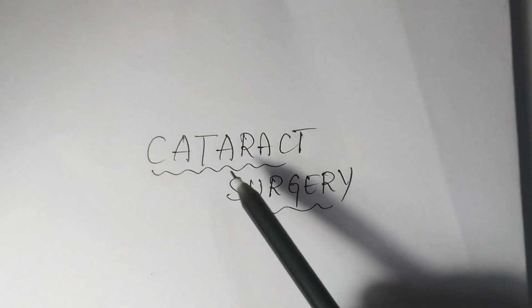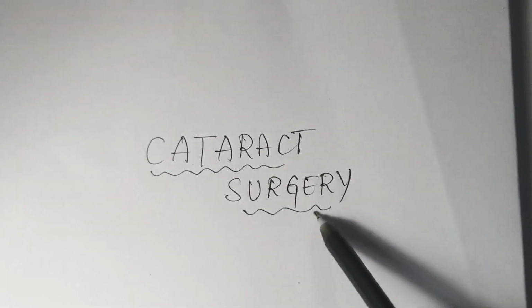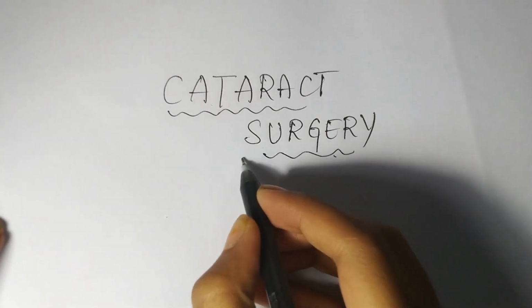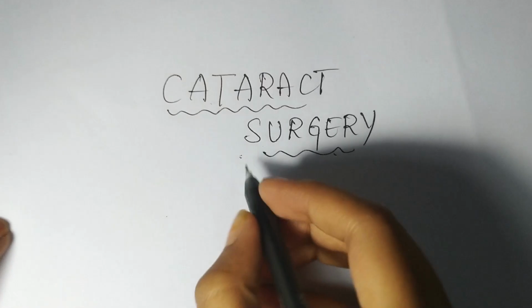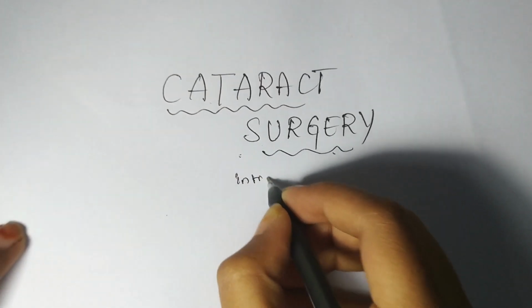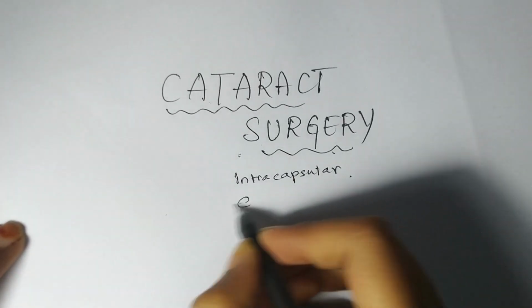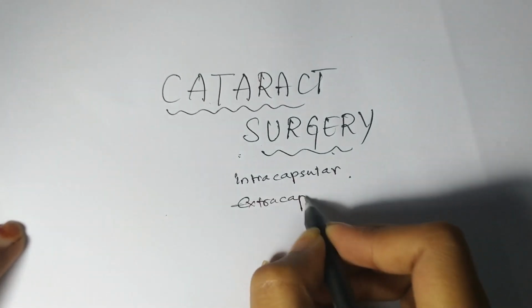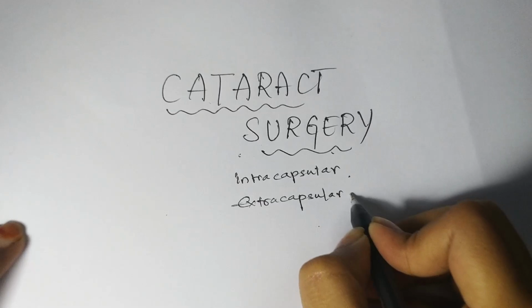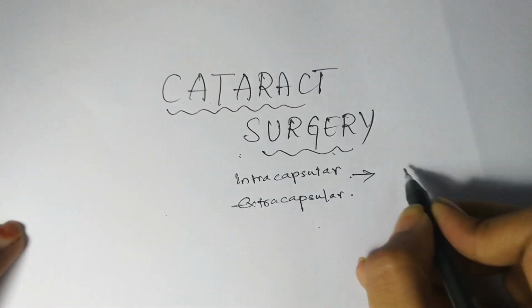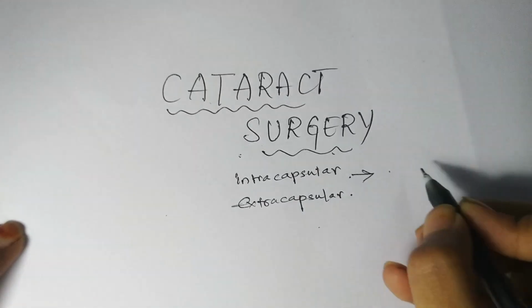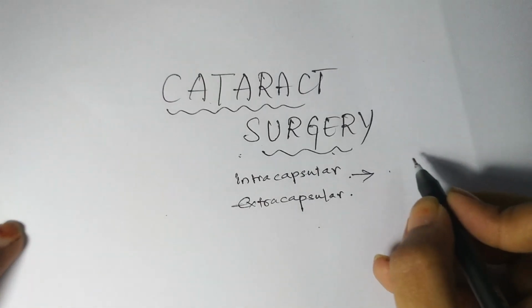Hey guys, in today's video we will be discussing cataract surgery. Mainly there are two types of cataract surgery. First of all, there is intracapsular cataract extraction and there is extracapsular cataract extraction. In intracapsular extraction, we extract the cataract along with its lens capsule.